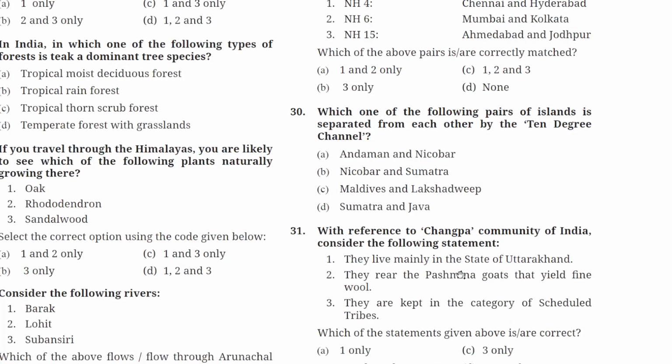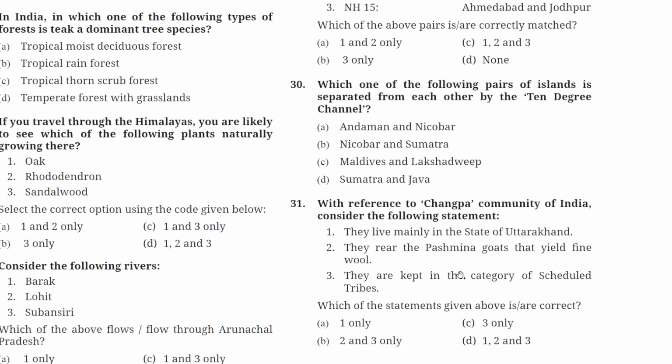Question number 31. With regard to the Changpa community of India, consider the following statements. Different communities and tribes are important. Let's see about the Changpa. They live mainly in the state of Uttarakhand. No, the Changpa are a semi-nomadic Tibetan people found in the Changtang in Ladakh and Jammu and Kashmir, not Uttarakhand. So option 1 is wrong. They rear Pashmina goats that yield fine wool. Yes, it is true. And the third option is they are kept in the category of scheduled tribes. Yes, 2 and 3 are correct. So the answer is B.